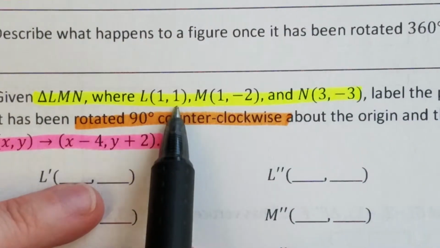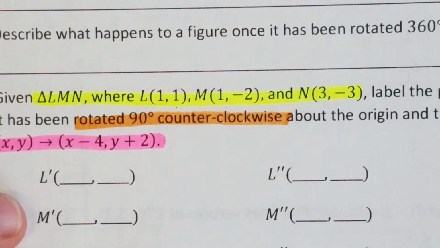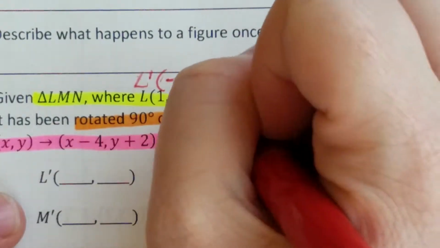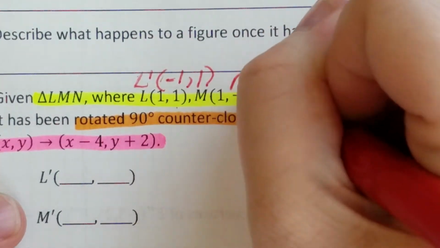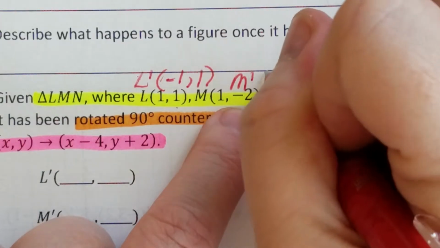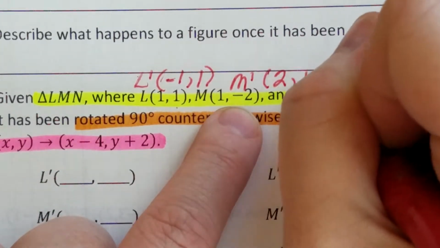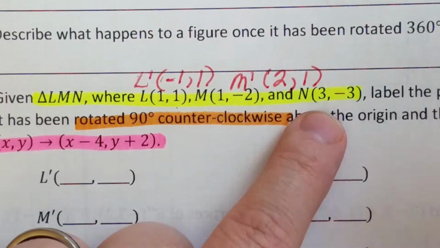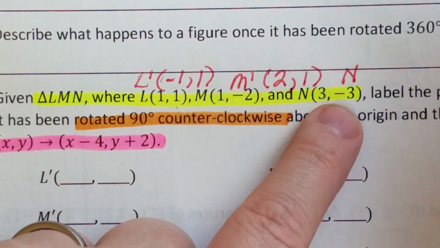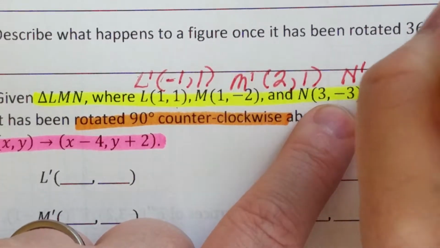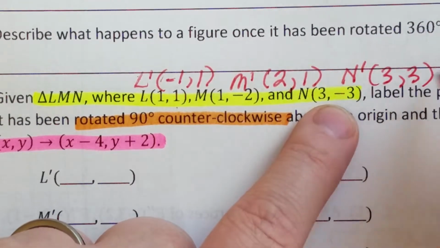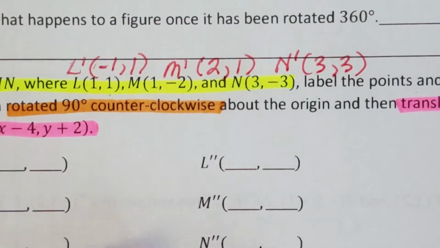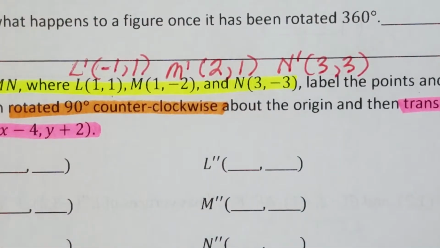So for L, if I change the sign of the y and swap them, I'm going to have -1, +1 for L prime. M prime, if I change the sign of the y and swap them, I'm going to have 2, 1. And N prime, if I change the sign of the y, I'm going to have +3, +3. So those are my coordinates for just the counterclockwise rotation.